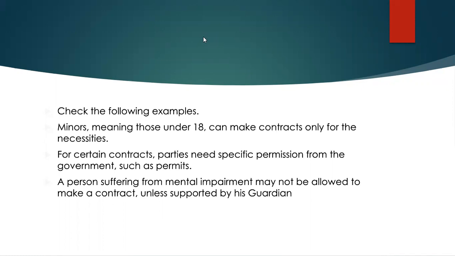He can make contracts only for necessities, like buying a bun from a shop or a lunch packet from a shop, a book from a shop. Yes, then he will be bound. But any contract of a higher value, he has no duty to follow. Minors have to make contracts with their guardians. They cannot make contracts alone because they don't have the capacity. Same goes for people suffering from mental impairments. They also need to work with a guardian in order to make a contract because they cannot think correctly alone. So they need a guardian.